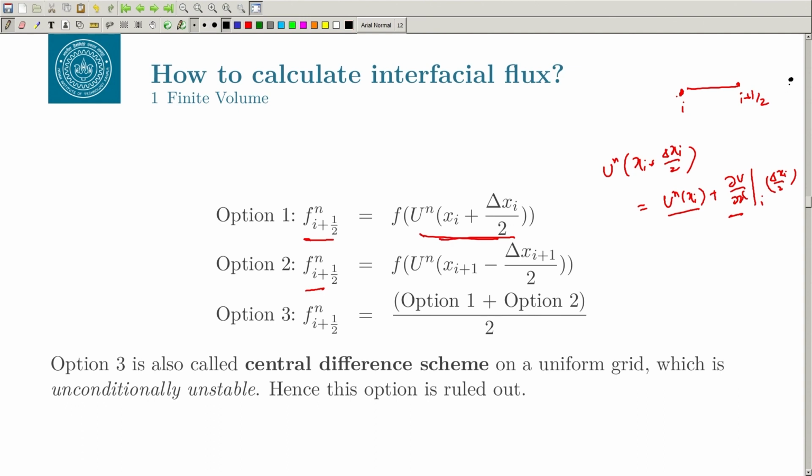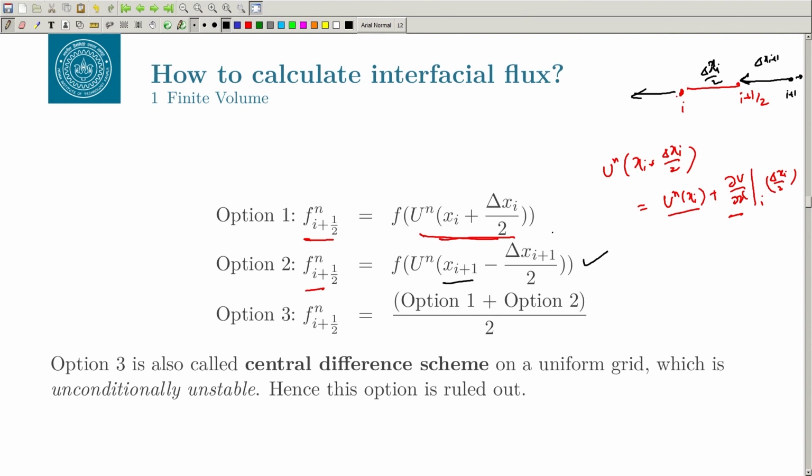So, you have a cell i plus 1 also. Okay. So, you get from the right side. Okay. So, x i plus 1 minus delta x i plus x i plus 1 by 2. So, this is delta x i plus 1 and this is delta x i. So, by 2, because you will have a face on the left also and a face on the right also. Okay.